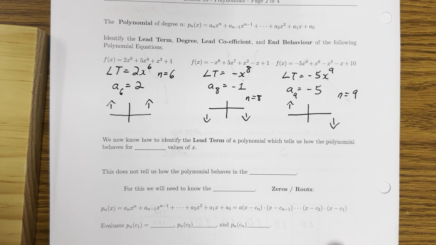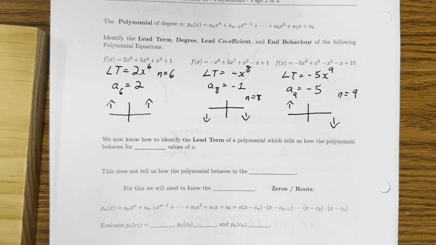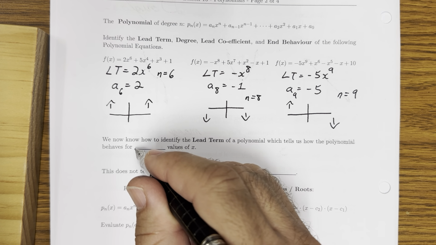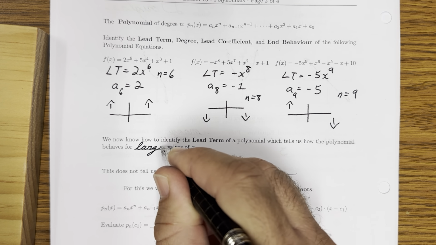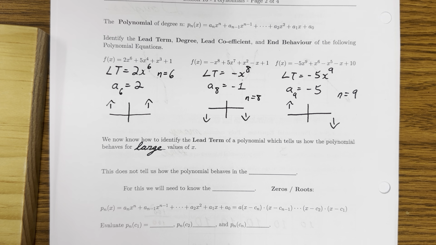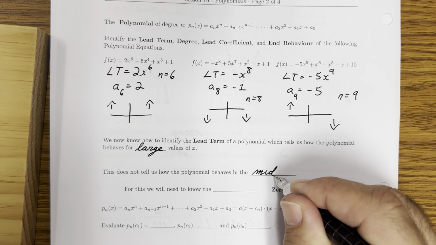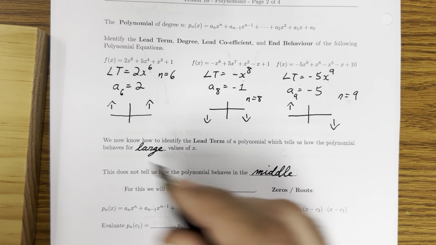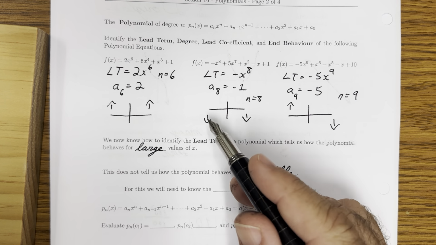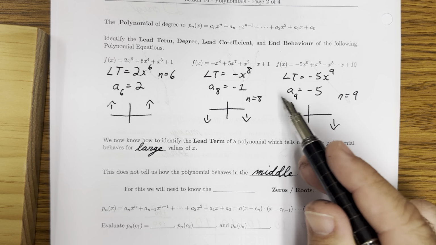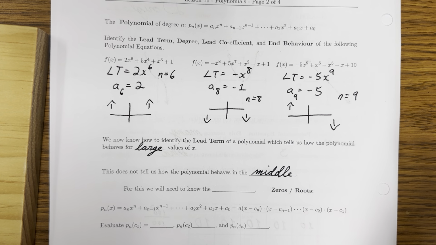All right, so we now know how to identify the lead term of a polynomial, which tells us how the polynomial behaves for, again, large values of x. Now, one thing that's important, one thing you may have noticed already, is that this tells us nothing about how the middle part behaves. Right? And here we don't know. But here we don't know. Here we don't know. All we know is how it behaves on the outside.